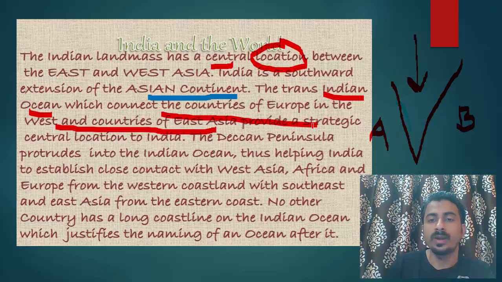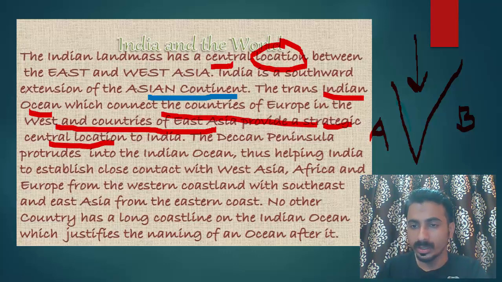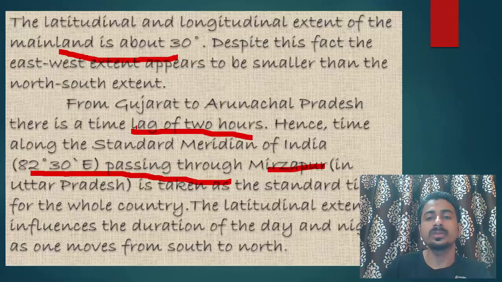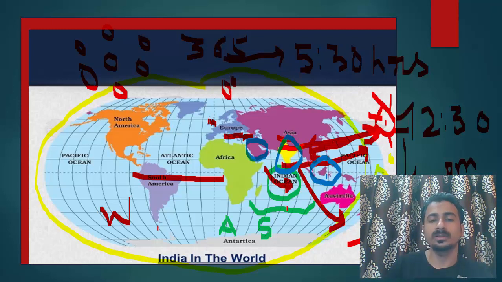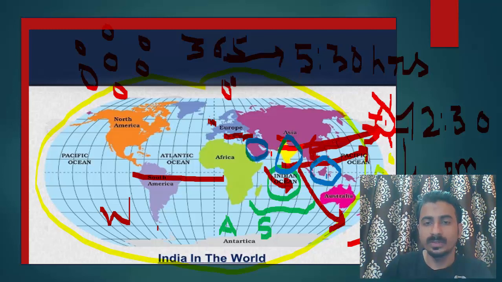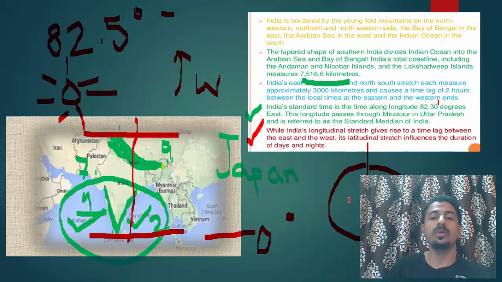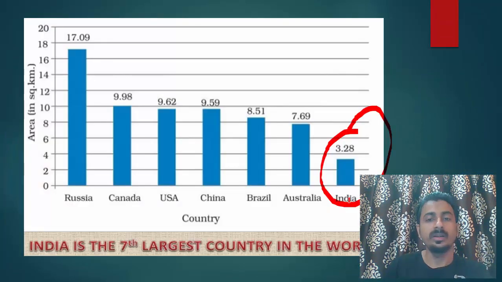Now they are talking about the Indian Ocean, which connects the countries of Europe and West Asia, East Asia, and provides a strategic location. I just told you about the importance of the Indian Ocean and India's location in trade. Why important? Because if you see, these are the ways through which trade passes. Ships, all trade happens through ships. So whatever oil comes from these countries to Africa or Australia or Southeast Asia or China, it goes through the Indian Ocean. So India has a very important role to play in the Indian Ocean.